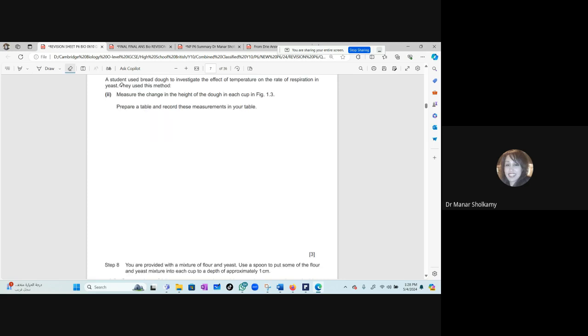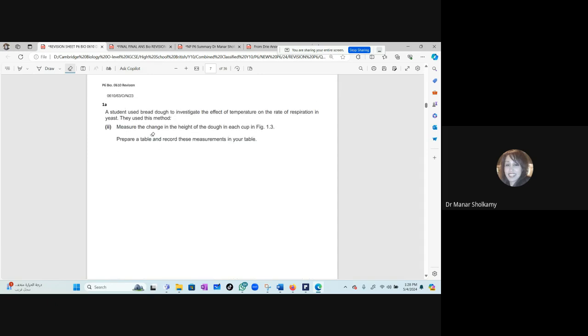Now, tables. A student used bread dough to investigate the effect of temperature on the rate of respiration of yeast. They use this method. They measure the change in the height of the dough in each cup. I did not get you the picture. I just want to prepare a table. This is the November 23 exam.